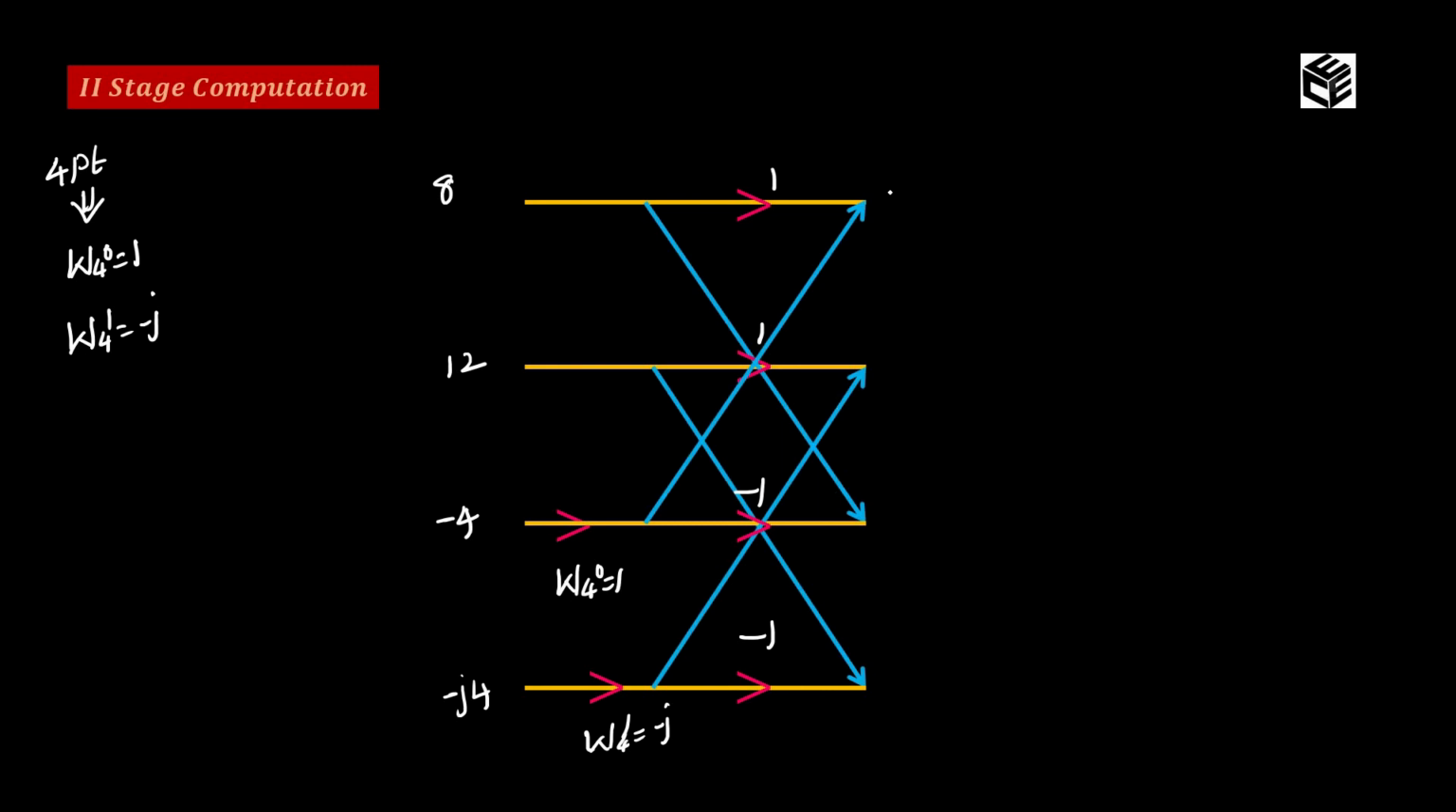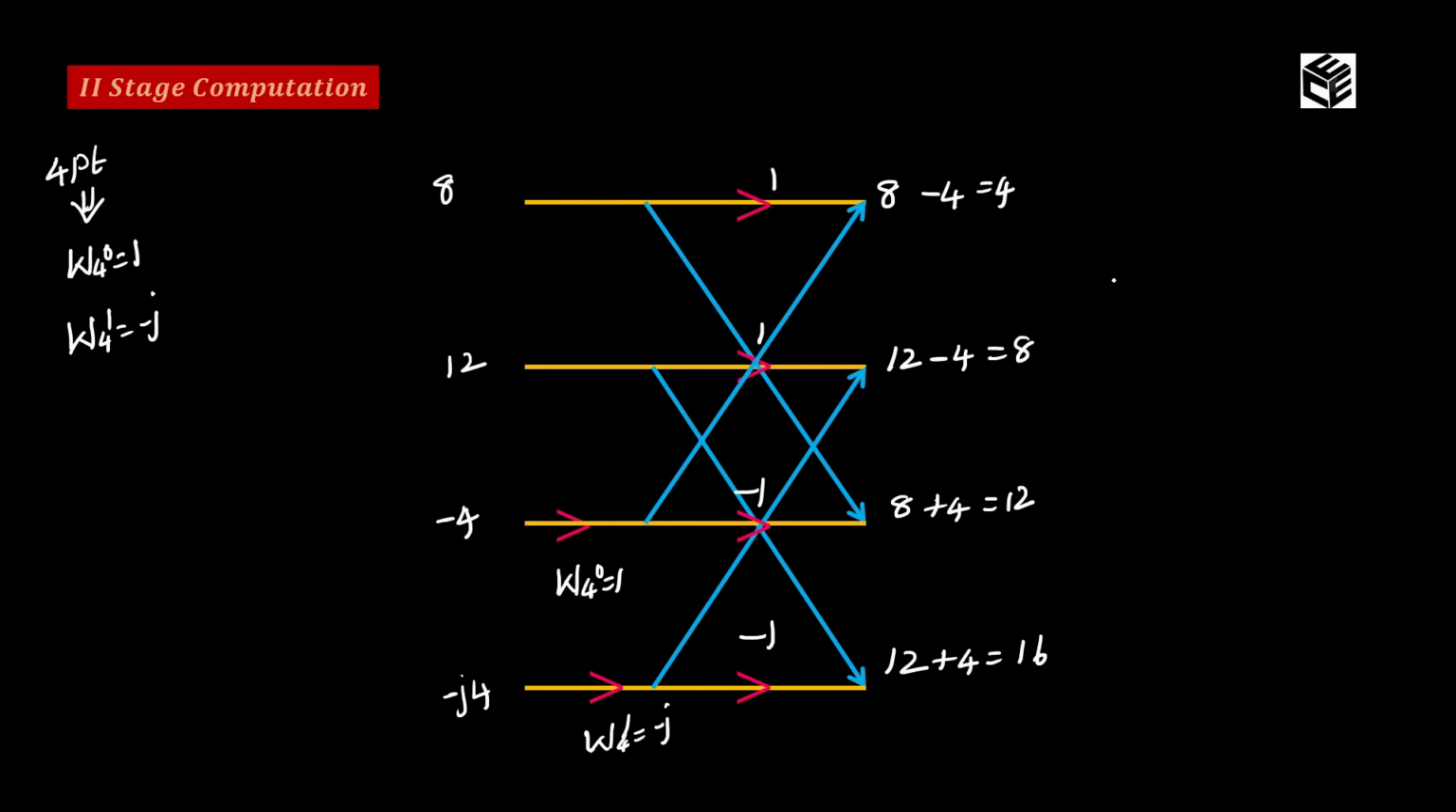So the output will be 8 plus minus 4, which is equal to 4, and 12 plus minus j4 multiplied by minus j, which gives 8, and this is 8 plus 4, which is equal to 12, and here it is 12 plus 4 which is equal to 16. Okay. So this is the output of the butterfly structure.